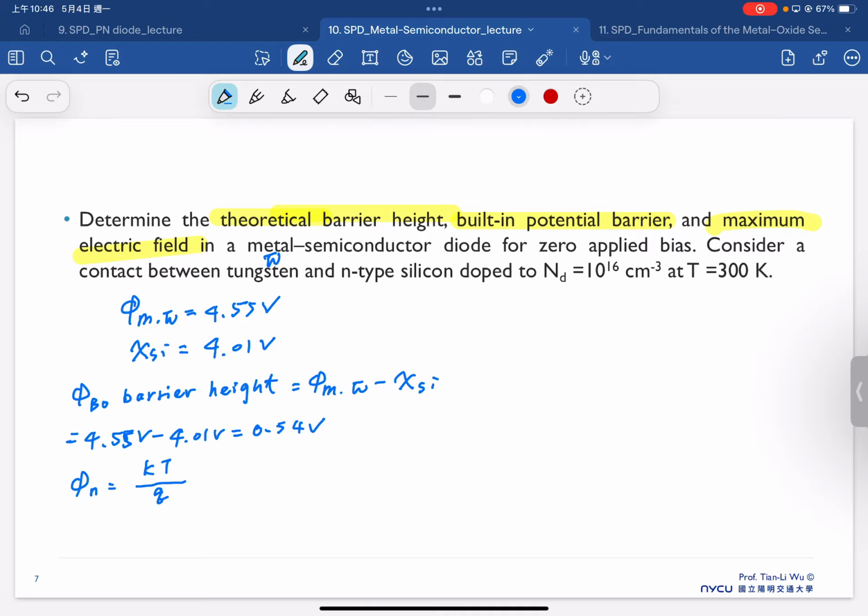kT over q, natural log of NC over ND, and then we have 0.0 natural log of 2.8 times 10 to the 19 over 10 to the 16. In the end, we have a 0 volt here.